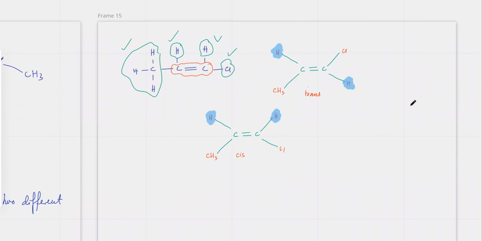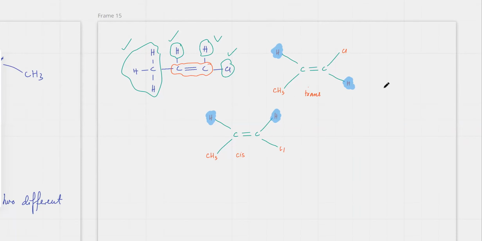Okay, there's another naming system. Instead of calling them cis and trans, it's a different naming system, but the concept is exactly the same. That one is not in your course. For you, it's just cis and trans naming.